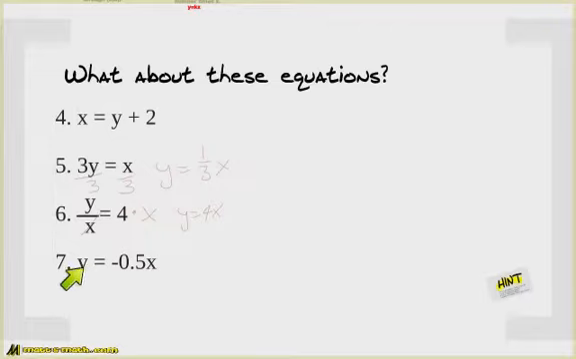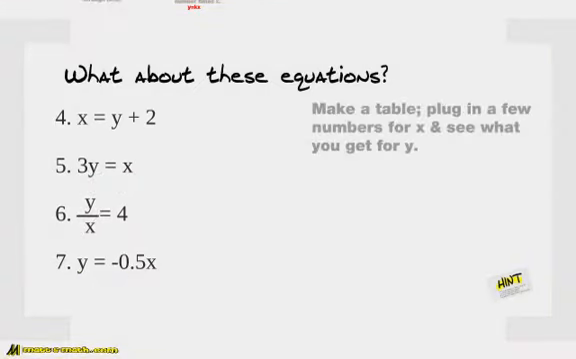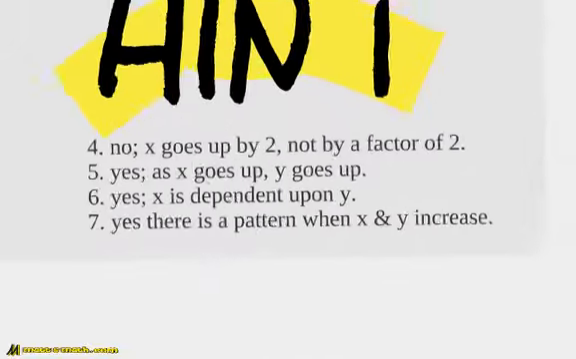What about this guy? y equals negative half x. y equals some number times x. Bam, this one is also a direct variation. If you're having trouble, always make a table and plug in a few values for x and see what you get for y.